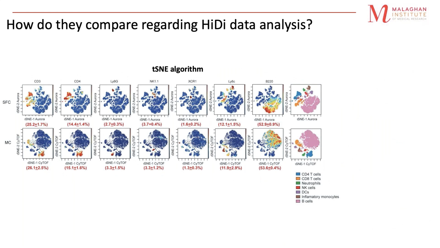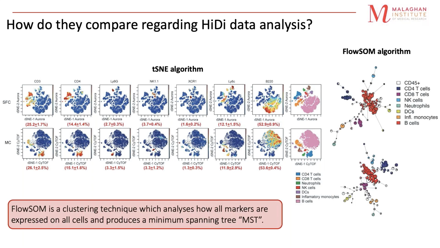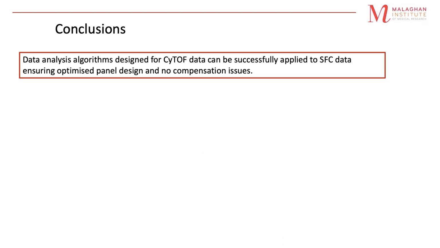We validated the results by also running t-SNE, which is another dimensionality reduction algorithm, and we found results very similar to the ones obtained with UMAP. Next, we also tested FlowSOM. FlowSOM is a clustering technique that will group similar cells into clusters. And we also found that both technology analyses looked very similar. From these results, we can conclude that data analysis algorithms that were first used for CyTOF can successfully be applied to spectral flow cytometry data.